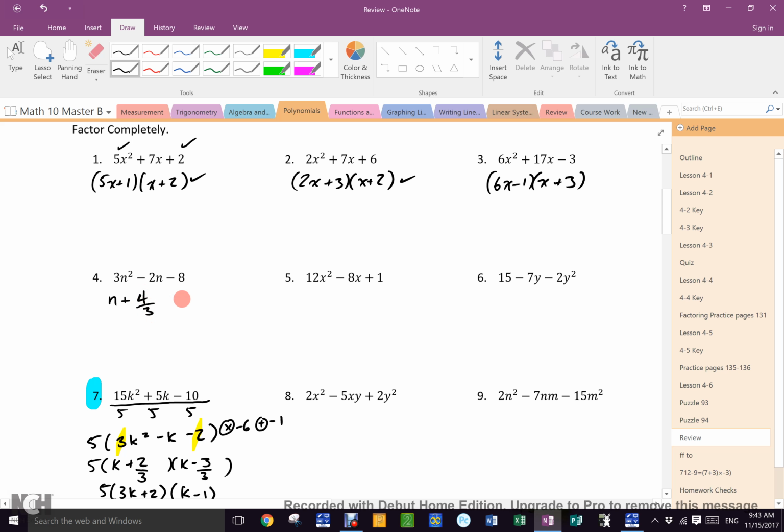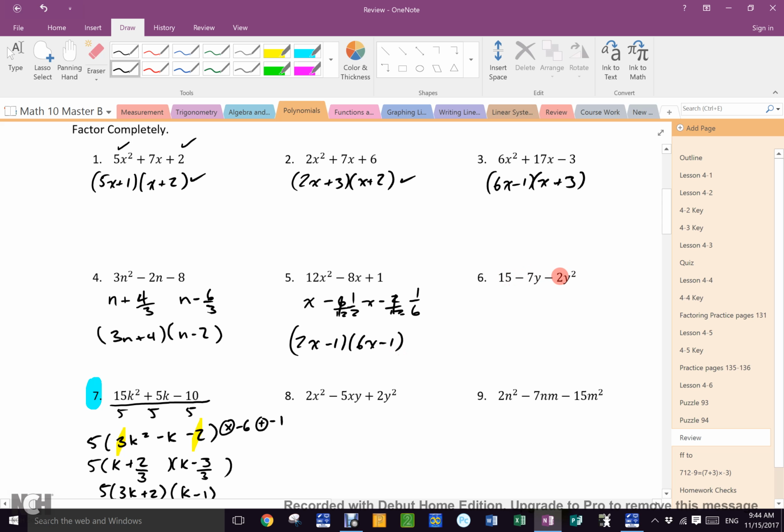n plus 4 over 3, n minus 6 over 3, which gets you 3n plus 4 and n minus 2. This one is x minus 6 over 12 and x minus 2 over 12, which simplifies to 1/2 and 1/6, to get 2x minus 1 and 6x minus 1.